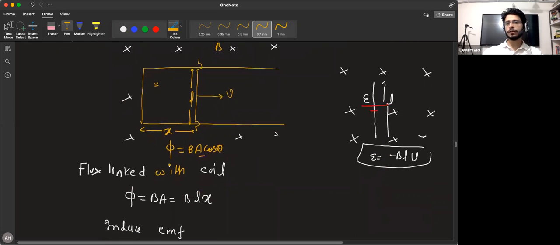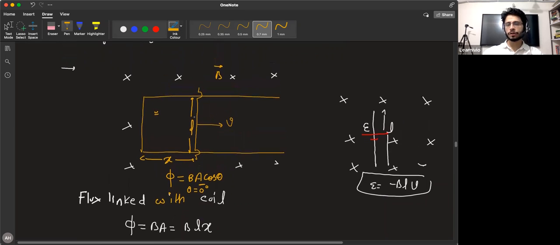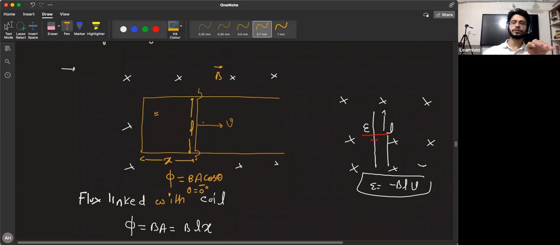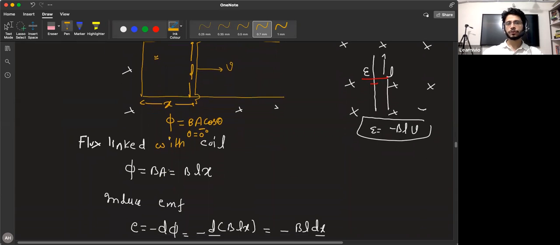And how much is the angle? Cos theta is 1, the angle is 0. Why? Because the magnetic field is inward, and the direction of the area vector is perpendicular to the plane of the area, so the area vector is also inward. Both the vectors are in the same direction, so the angle is 0 degrees. So this is BA, BLX.